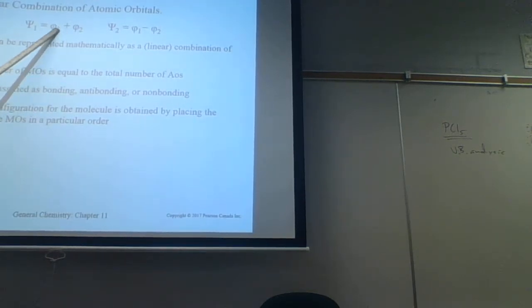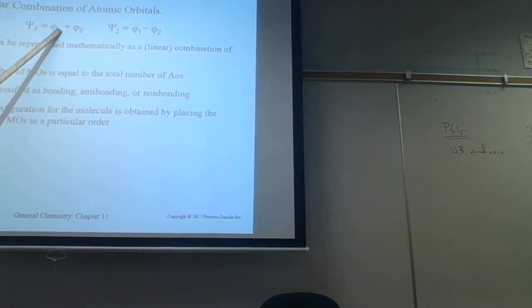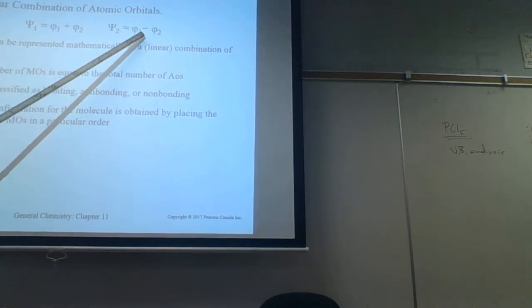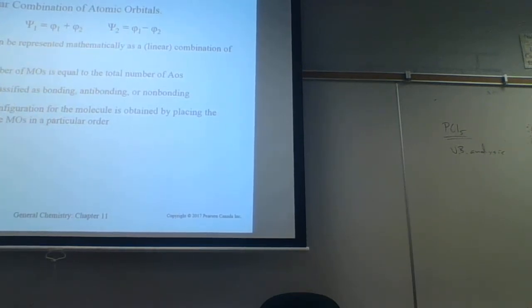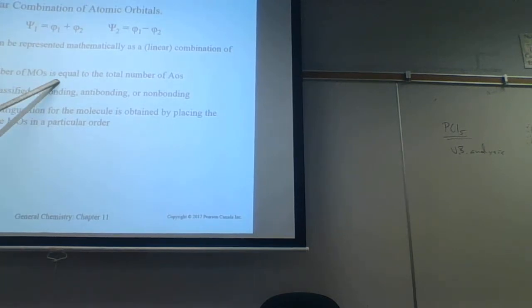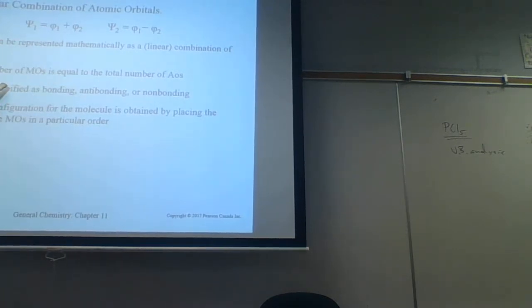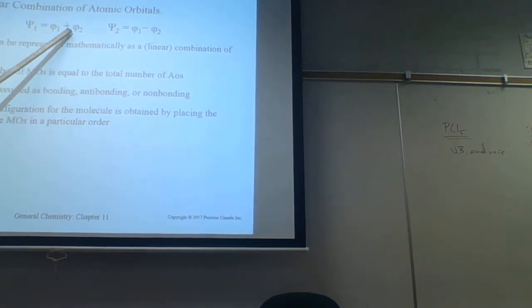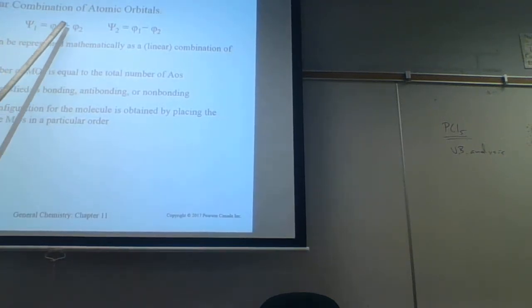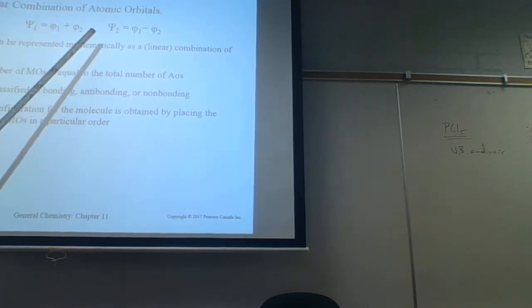When we do this here, we end up with a bonding molecular orbital. When we do this here, we end up with the anti-bonding molecular orbital. We'll talk about those. Each MO can be represented mathematically as a linear combination of AOs. That's it. This is the math. The total number of MOs is equal to the total number of AOs. And so if I have two atomic orbitals, I'm going to form two molecular orbitals. So if I have phi1 and phi2, I'm going to form psi1 and psi2.